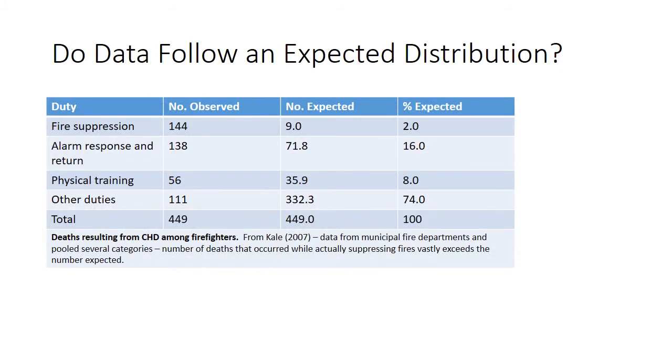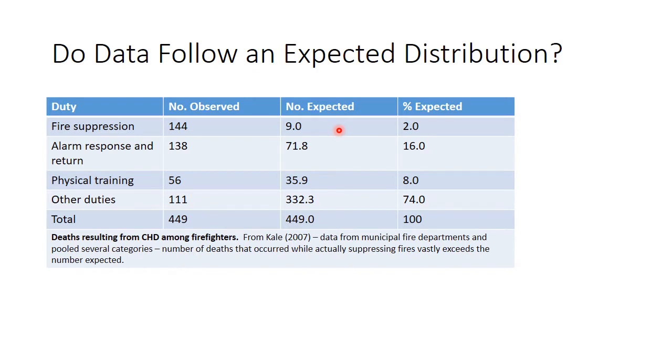From this table, this is the number of deaths resulting from cardiac heart disease among firefighters. We have the different duties: fire suppression, which is when they're actually doing the firefighting, alarm response and return, physical training, and some other duties. They're looking at the actual number of deaths that occurred versus the number that would be expected based on the percent of time they spend doing each of these duties.